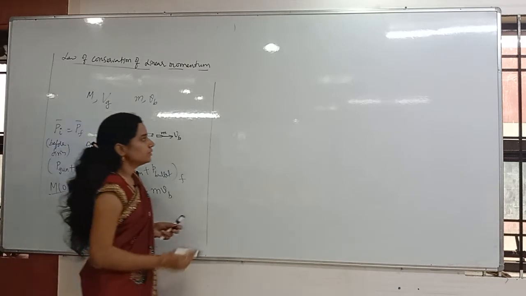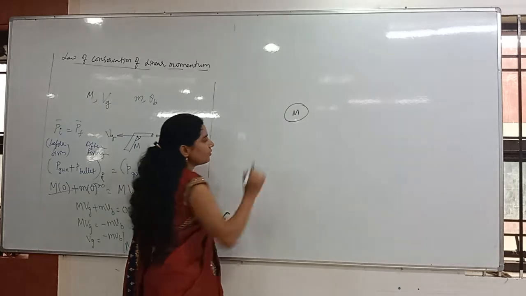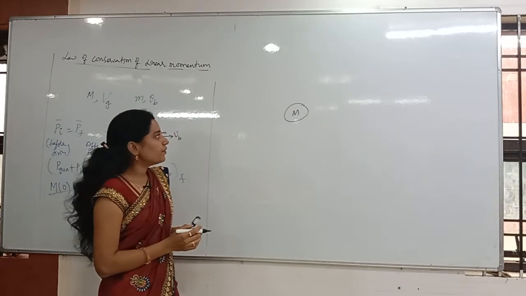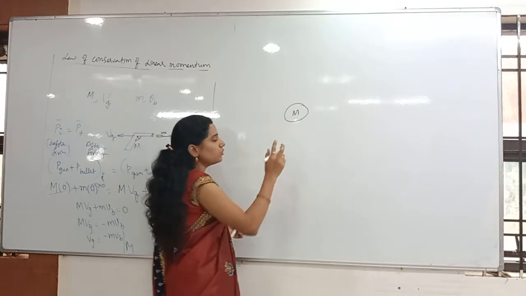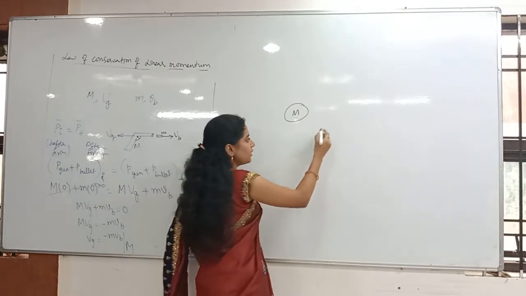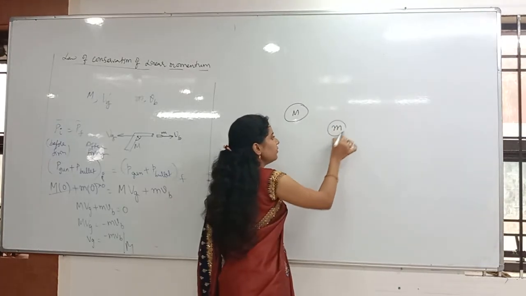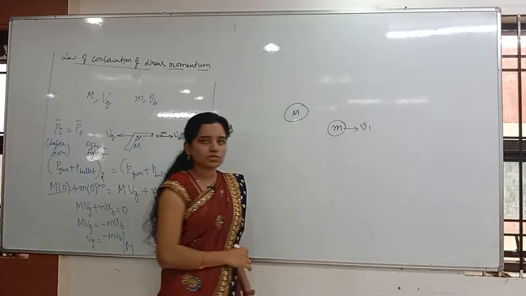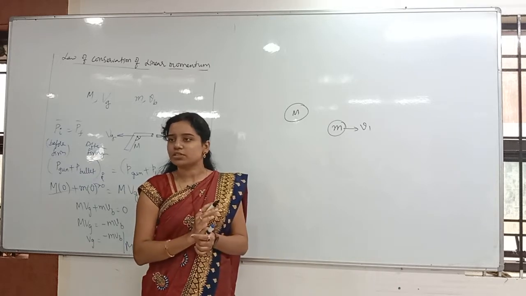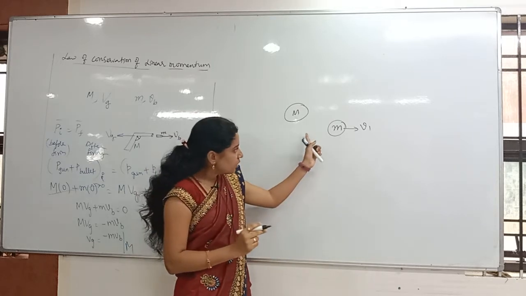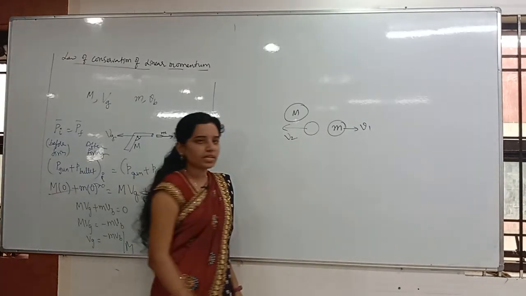Now, one more thing: whenever I have taken a shell of mass M, before exploding it is at rest. After exploding, it is getting divided into two fragments. One of the fragments has mass small m, and it is moving with v1 velocity. Then the second fragment will move with what velocity? That is the question. Both fragments will always move opposite to each other, so v2 will be in this direction.